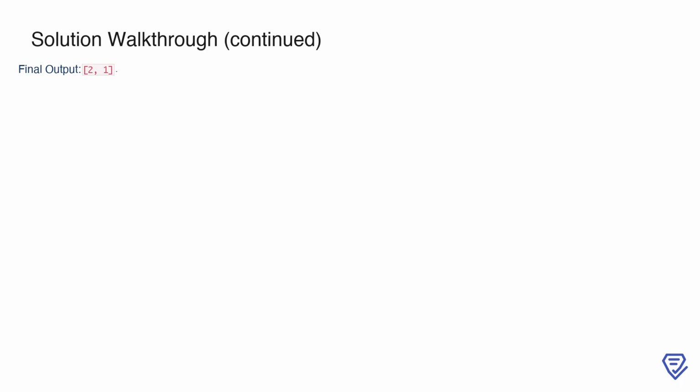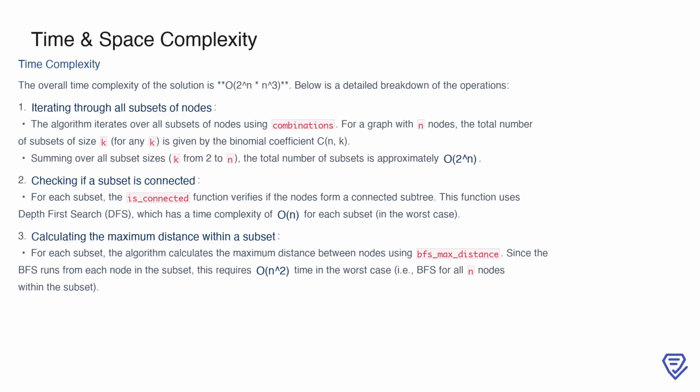distance of 2. By systematically constructing the graph, iterating over subsets, checking connectivity, and calculating distances, we can solve this problem efficiently. This approach ensures that we correctly count the number of subtrees with each possible maximum distance for any given graph. To analyze the time complexity of our solution, let's start by breaking it down into its components.